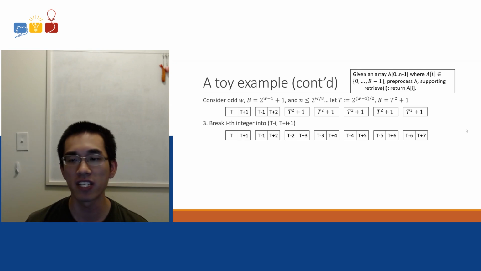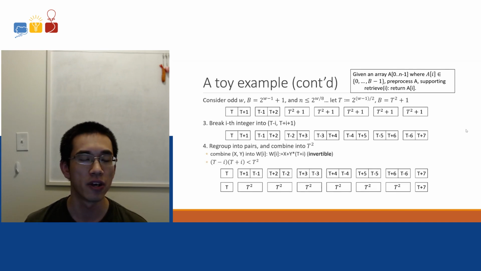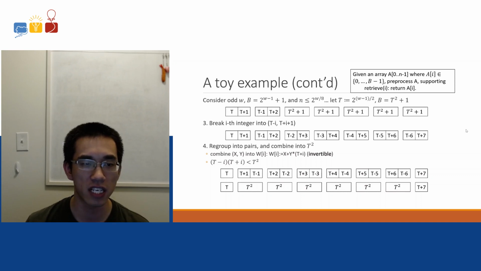So far we haven't done anything interesting yet. We just broke each entry of the input into a pair, and the interesting part of this construction is actually in the last step, where we regroup these integers into pairs and then combine them. So we are going to take the second component of the first integer of size t plus 1, and the first component of the second integer of size t minus 1, and then we are going to combine these two integers into one single big integer from a range of size t squared.